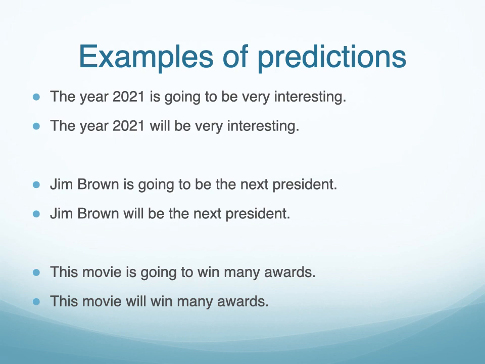In the second example, we're talking about who's going to be the next president. And again, we only have one vote. We can't really control or say who will be the next president. So it's just a prediction. We're just guessing about who will be the next president. So we can use both. We can say, "Jim Brown is going to be the next president," or "Jim Brown will be the next president."